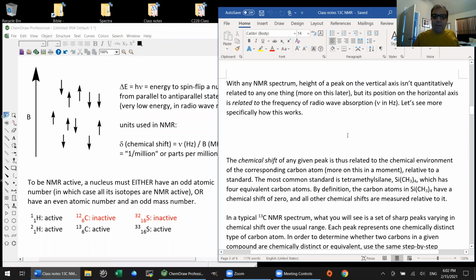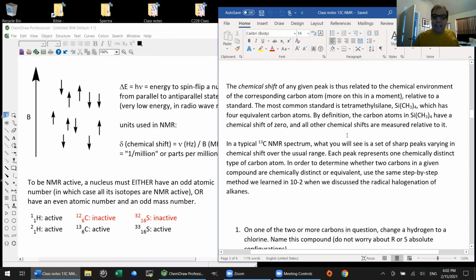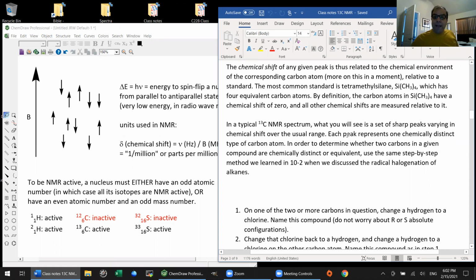Mostly what I want to do in class time today is show you a bunch of carbon NMR spectra so that you can know what to expect. A little bit more on chemical shift. It has to be relative to something. You have to have some kind of standard.